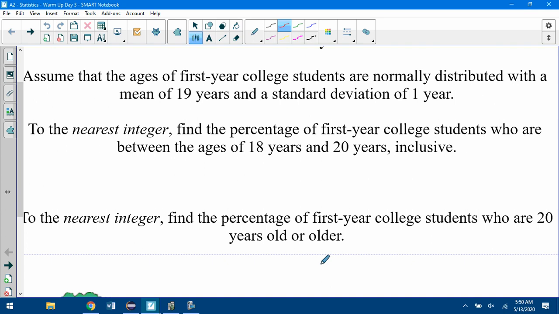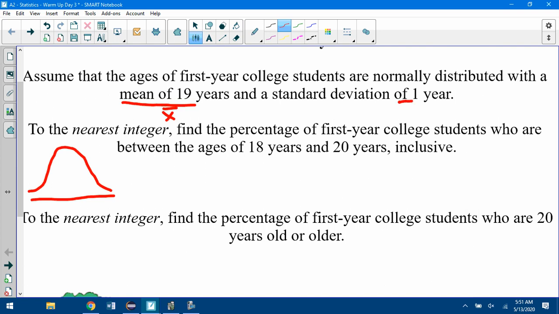All right, I'm assuming you've tried it. Here's how you do it. Draw the normal curve. Every time you need a picture. Find the percentage of first-year college students who are between 18 and 20. Okay, so the mean is 19, and the standard deviation is 1. So 19 goes here. Standard deviation of 1 means if I want between 18 and 20, we'd have 18 over here, we'd have 20 over here.